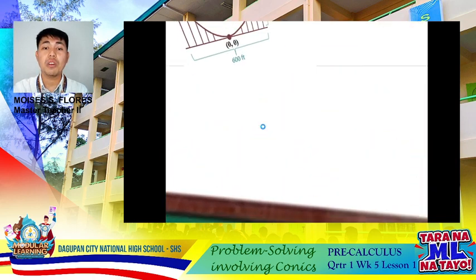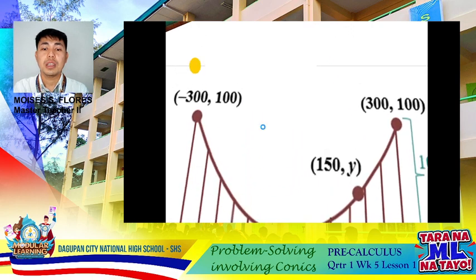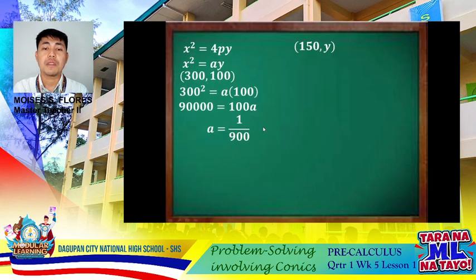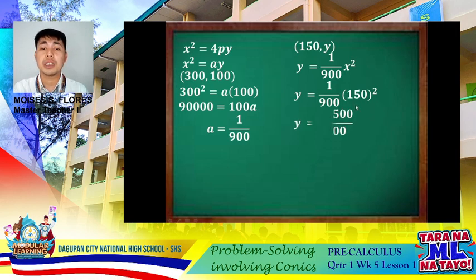Okay, so as we go back here, guys, from our figure, from the given 150 and y, now from our working formula again, recall x squared equals ay. Substituting from our given, a is 1 over 900 and x is 150. So there you have, as we solve for that, 1 over 900 times the quantity 150 squared. Simplify it further, guys. We have 22,500 divided by 900. The value of y is 25.